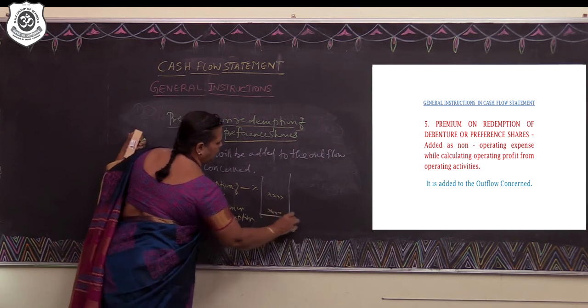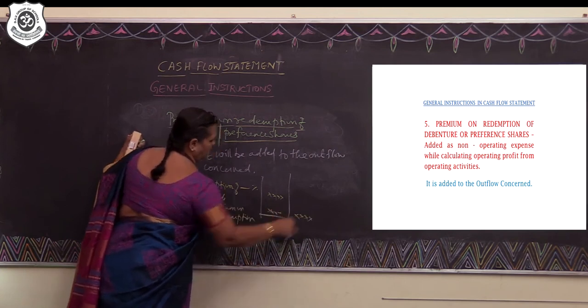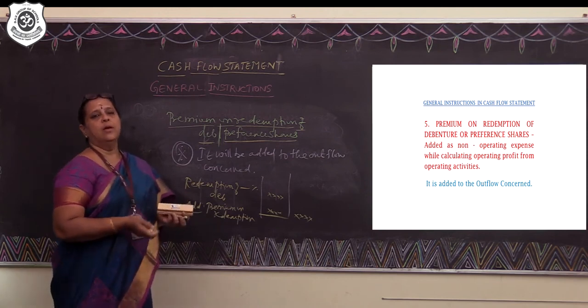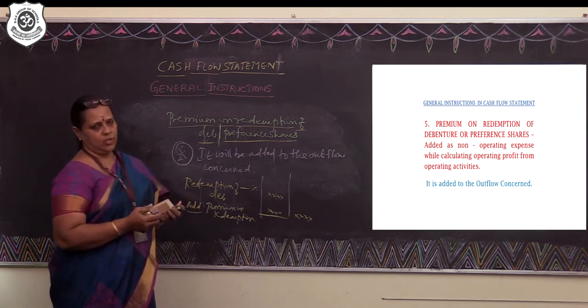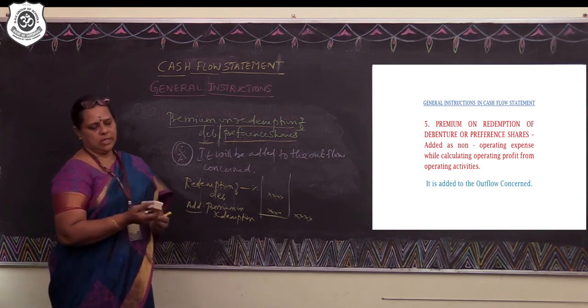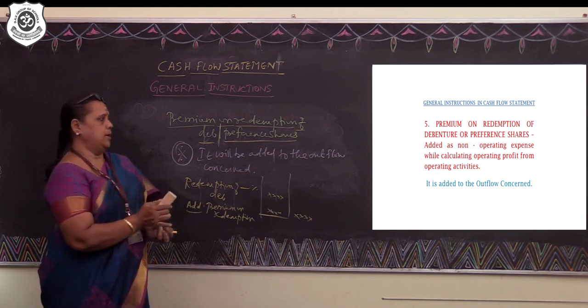The total amount will be shown in the outer column. So please remember, premium on redemption of debentures will not happen in isolation. It will be a part of the outflow concerned. It will be added to the outflow concerned.